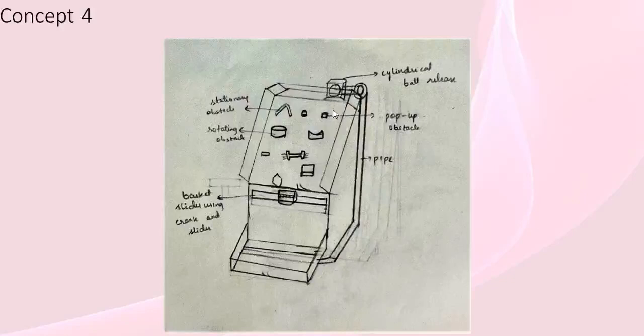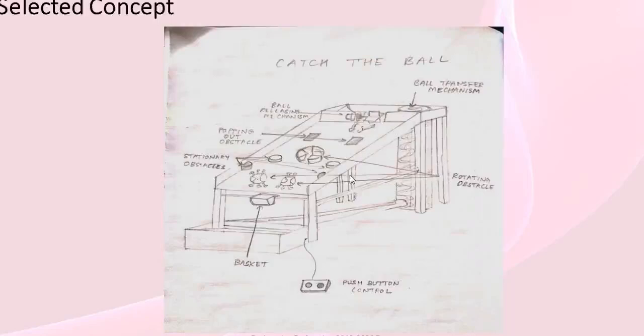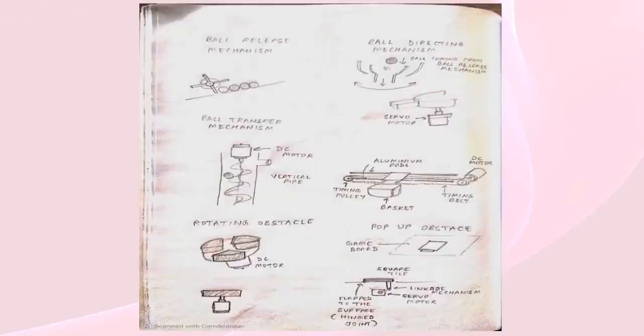Here the ball will be released with the help of a cylindrical ball release mechanism, and the basket is slid using a crank and slider mechanism. So these are the mechanisms used. The final selected design is the second concept, where a vertical pipe is used, a DC motor is used to release the ball, a servo motor is used to direct the ball, and a slider mechanism is used for the basket to slide. So these are the mechanisms used.